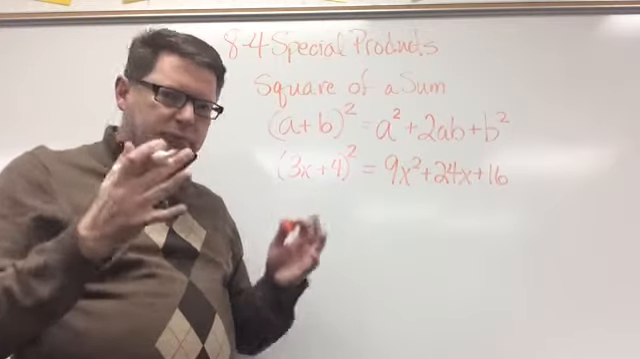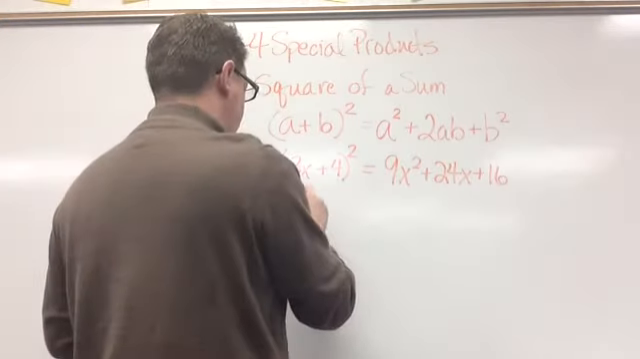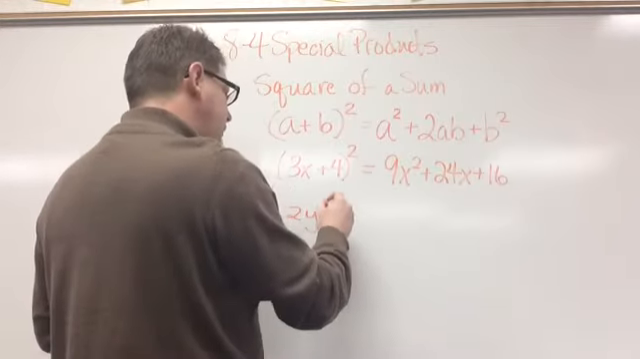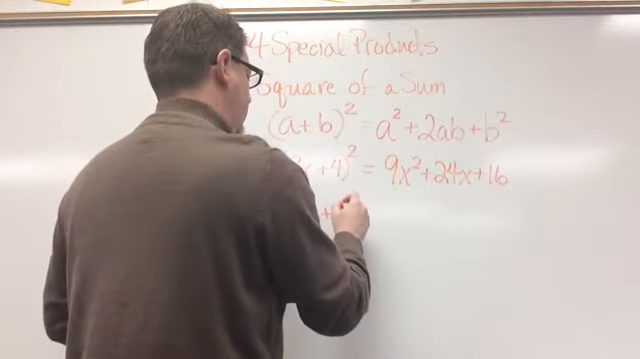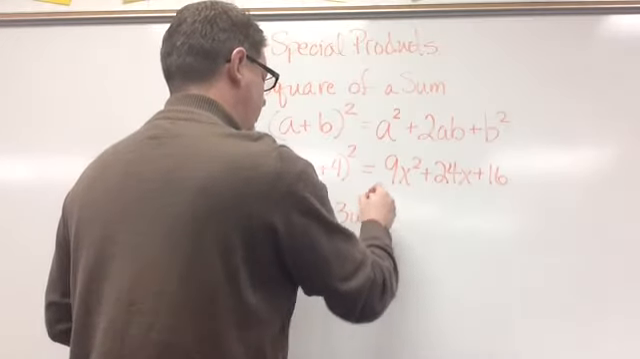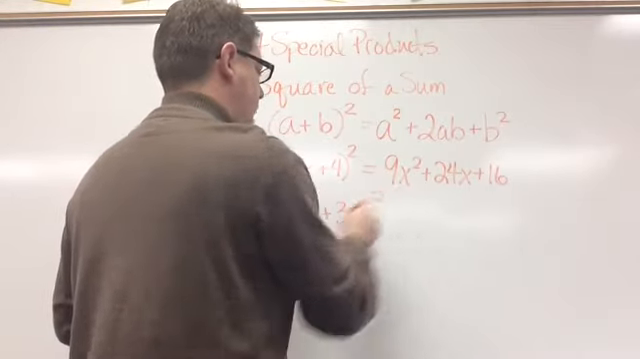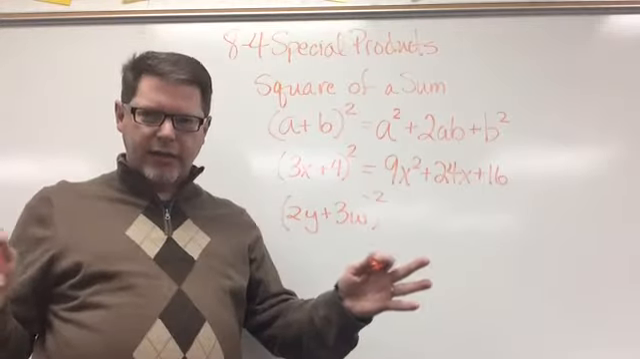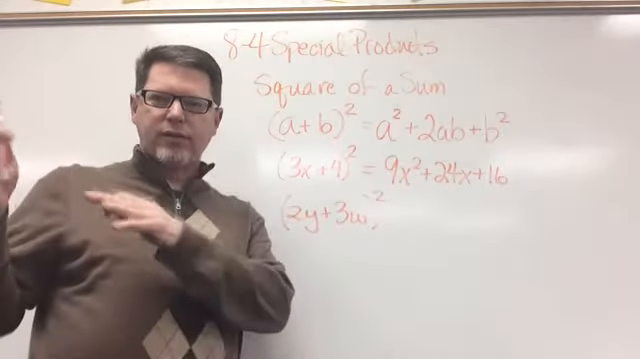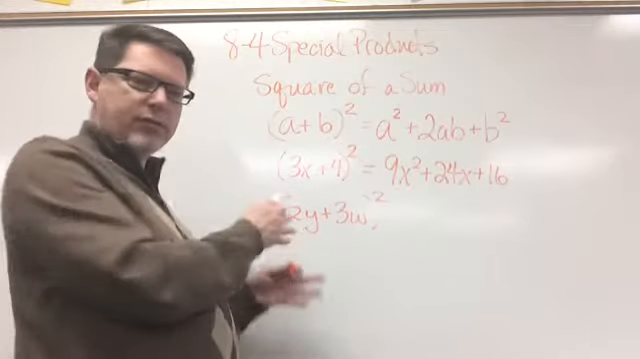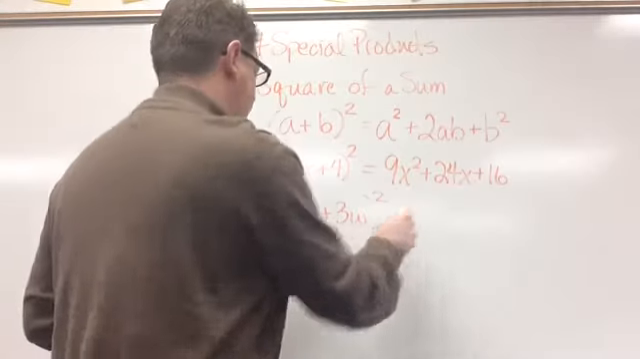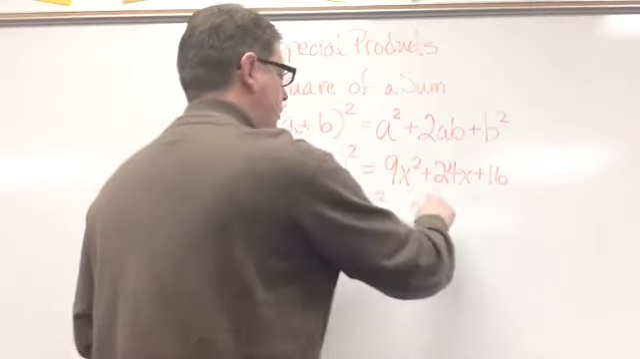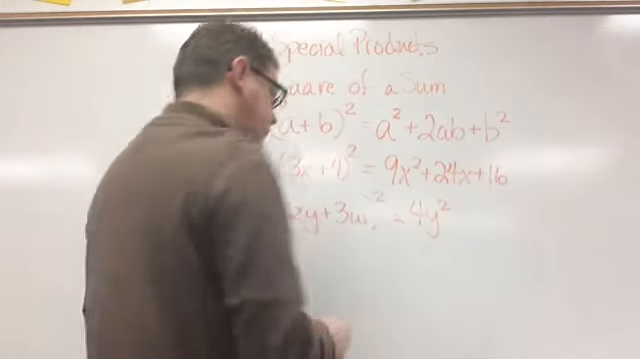Let's do one more. How about 2y plus 3w squared? Okay? Again, I could write it out, do 2y plus 3w times 2y plus 3w, do a FOIL, but let's do it the shortcut way. First thing, take 2y and square it. So 2y times 2y is 4y squared.